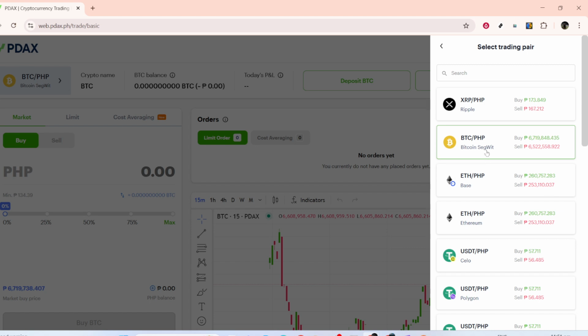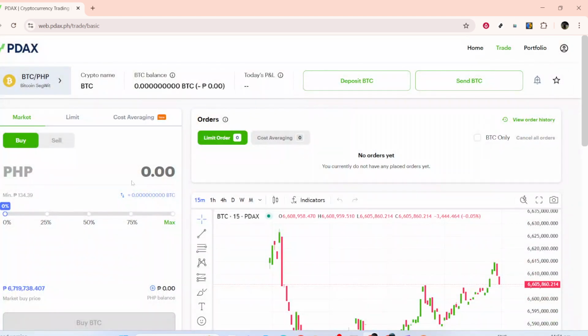After you've chosen your desired trading pair, it's time to consider the type of order you'd like to execute. PDAX offers a couple of order types to suit different trading needs. Firstly, we have the market order. It's the fastest and simplest, making it a great choice for beginners. A market order executes instantly at the current market price, allowing you to buy or sell quickly without waiting.